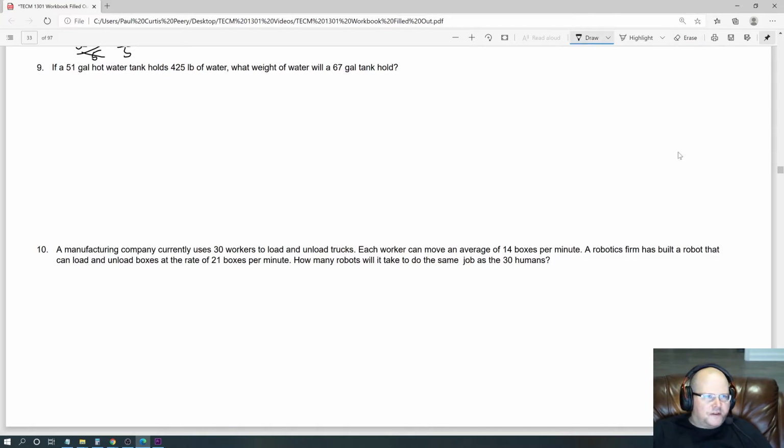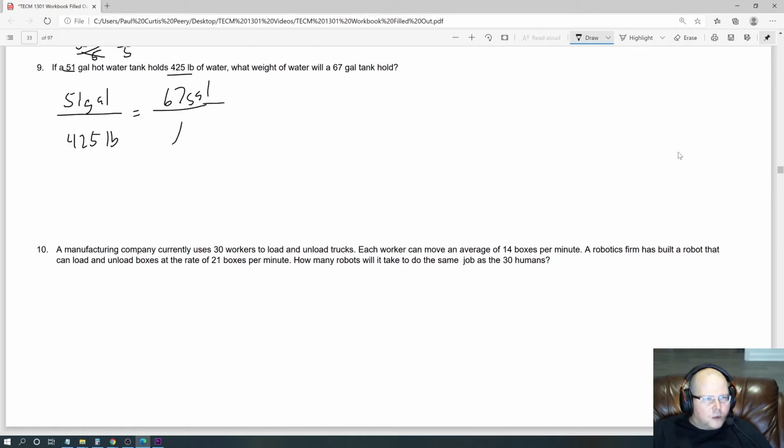Okay, so if a 51 gallon hot water tank holds 425 pounds of water, what weight of water will a 67 gallon tank hold? Okay, so we end up having 51 gallon holds 425. These two numbers go together, right? The 51 gallon and the 425 pound. Okay, now we set up the other one. Now the gallon here, we know that the other one is 67 gallons.